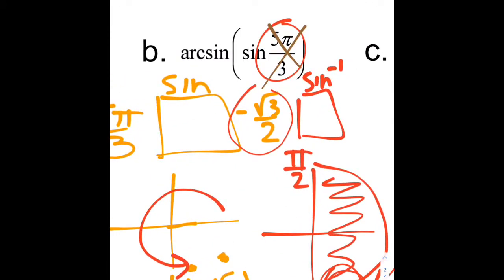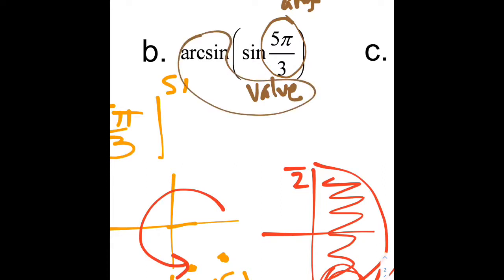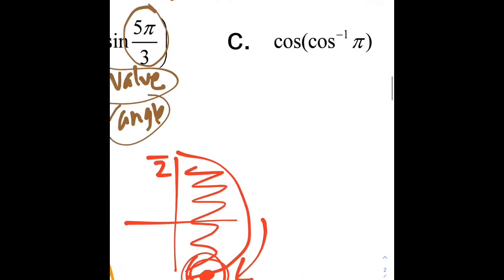when I take the sine of 5 pi over 3, let me erase all of that. It's kind of a mess. All right, 5 pi over 3 is an angle. It is going to output a value. When I take the arc sine of the value, I get an angle back again. So the answer to this expression is an angle.